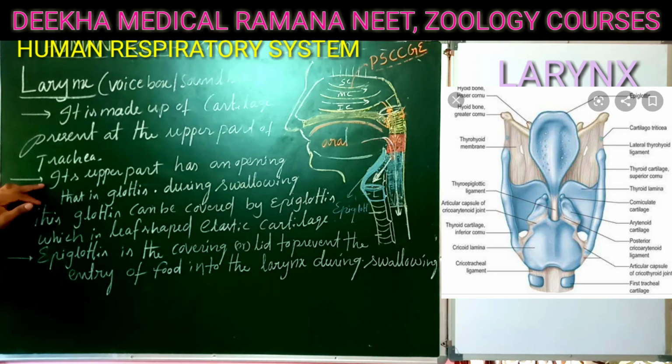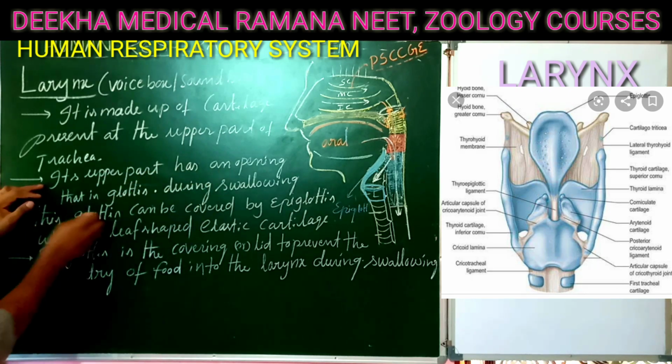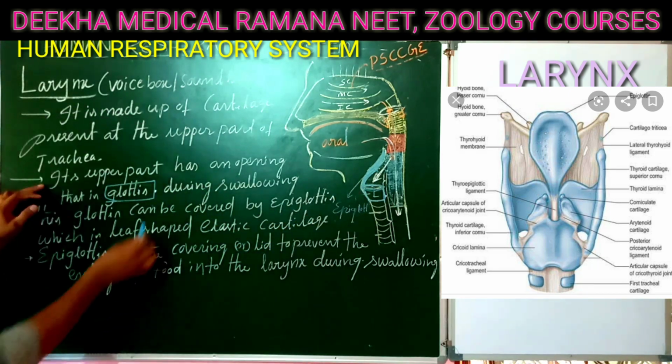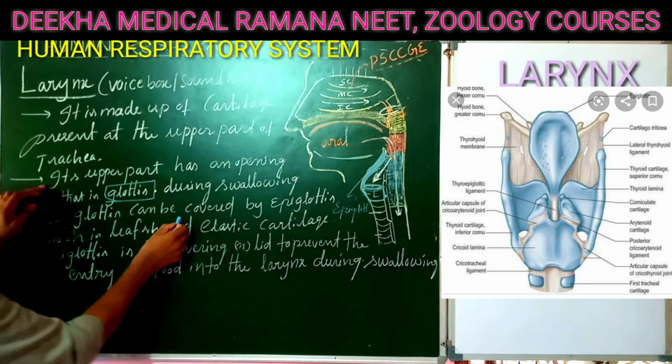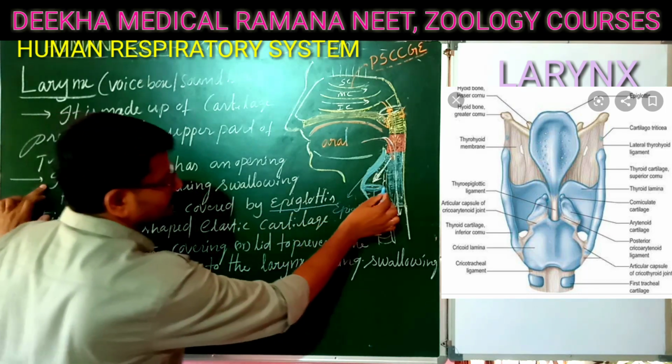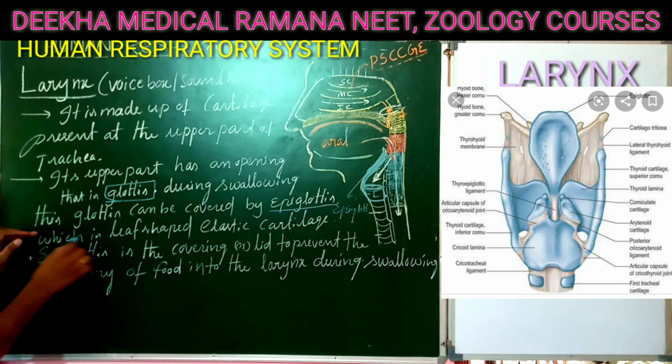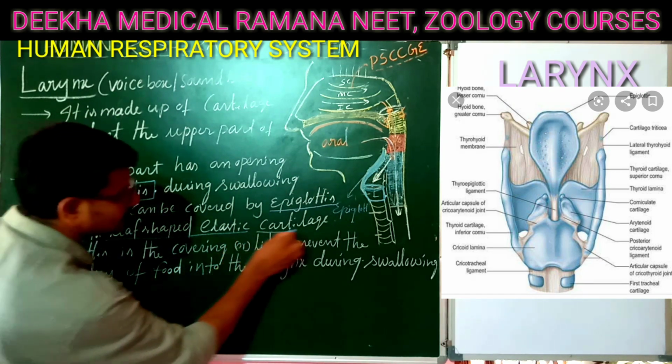It is given very clearly. The upper part has an opening that is called glottis. We have seen that this is the glottis opening. During swallowing, this glottis can be covered by the epiglottis, right? What is epiglottis? It is a leaf-shaped elastic cartilage.